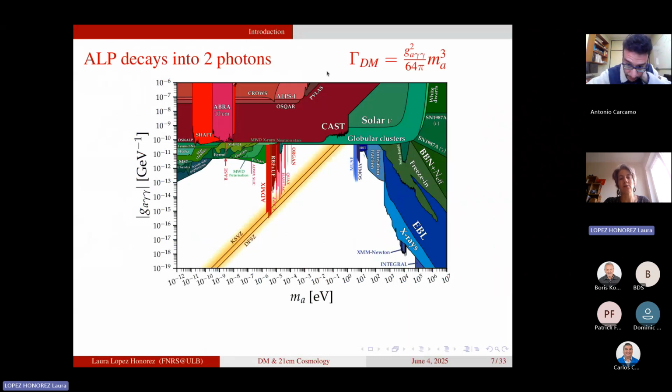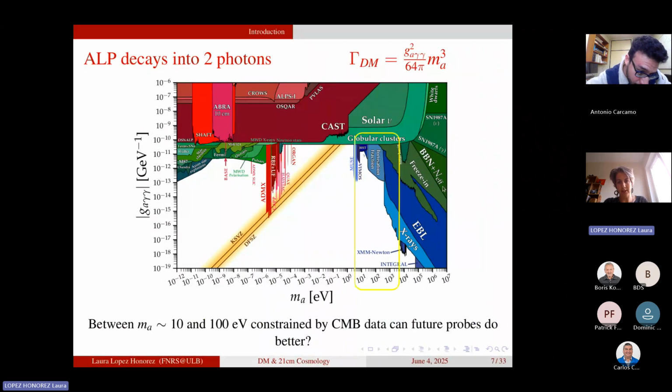Usually, you can represent constraints on the parameter space of this kind of particle in the plane of its coupling to a pair of photons, which is dimensionful, and its mass. In particular, in the range of a few electron volts to hundreds of electron volts, you can see here that there is a constraint referred to as ionized fraction. It's an old constraint from the CMB, and I'm going to show exactly what we can do with 21 centimeter cosmology in that exact range.